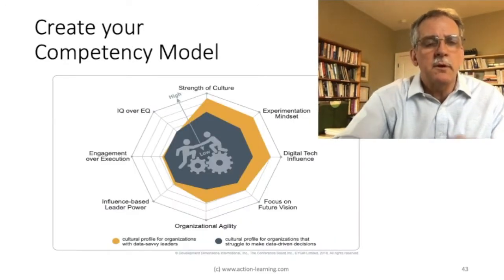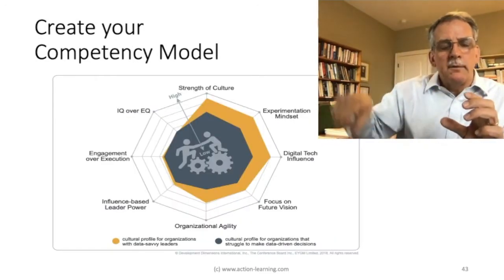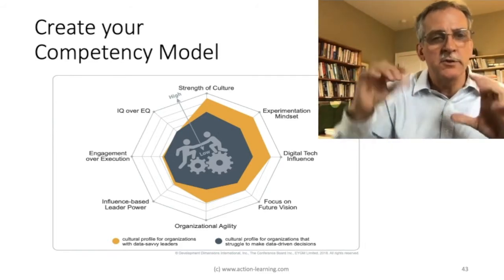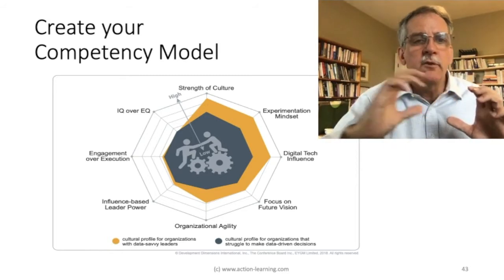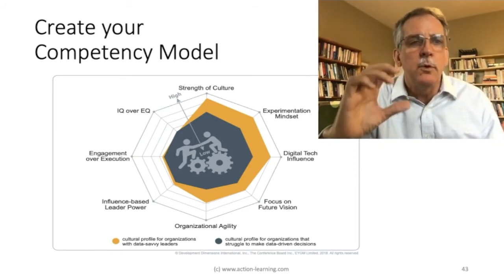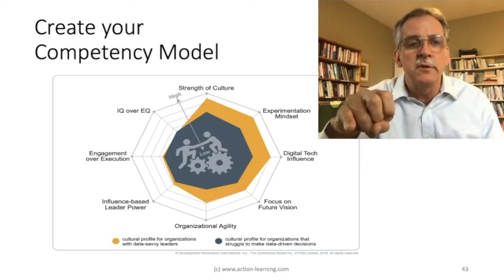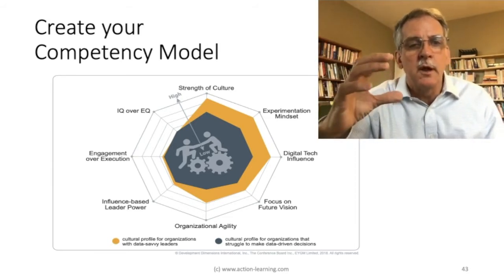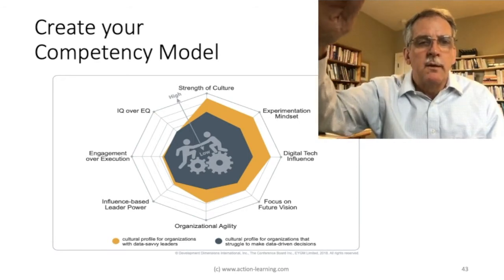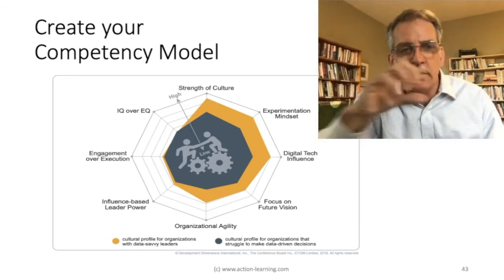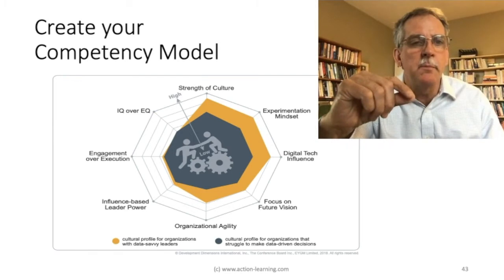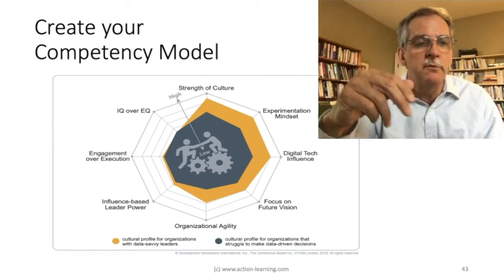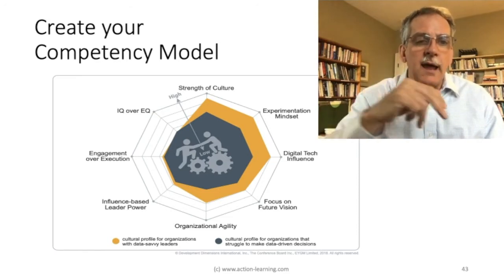And sometimes we can create these colorful maps, a competency model map that is like an organizational chart or a spider web. And it looks at, to what extent do you hire for or develop for digital tech influence or experimentation mindset or commitment to a culture or focus on a positive future? It could be that those are higher, which is why they're farther away from the center of this map. And it could be that intelligence over emotional quotient, IQ over EQ, is not as.